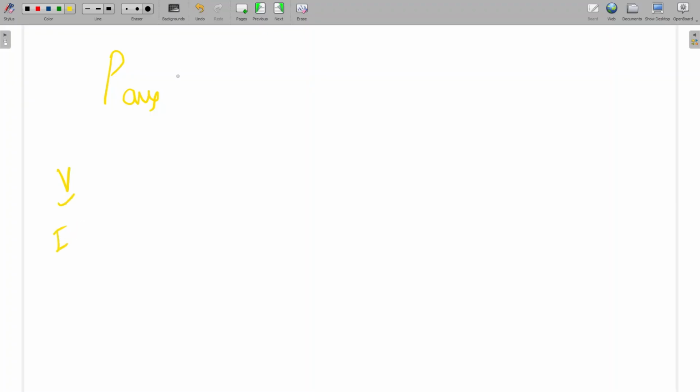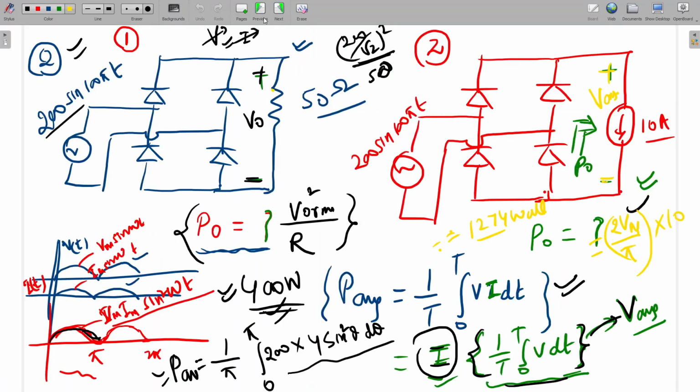So P average will be 1 by T integral from 0 to T of instantaneous power, V(t) into I(t) dt. We multiply V into I, and the period T is the period of that product. So a V waveform and an I waveform are multiplied, and a third waveform comes. This T is the period of that third waveform.